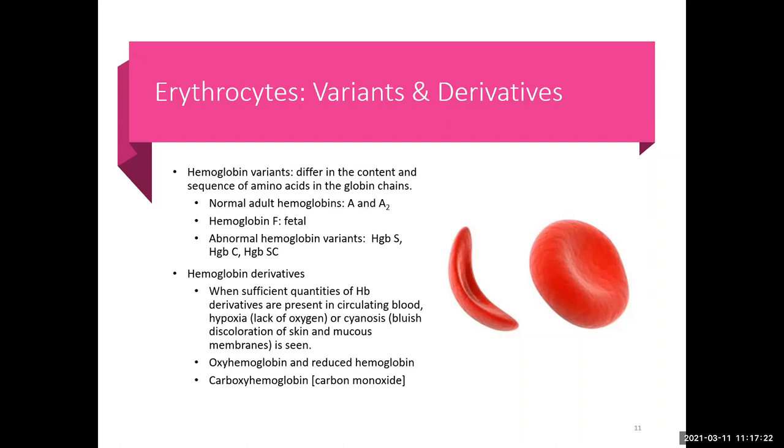Some of your abnormal hemoglobin variants are hemoglobin S, hemoglobin C, and hemoglobin SC. So hemoglobin S, C, and SC is typically what people refer to as sickle cell disease, although hemoglobin S is the only one that actually produces the cells that look like sickles. So this cell here that's kind of curved, this is a sickle cell.